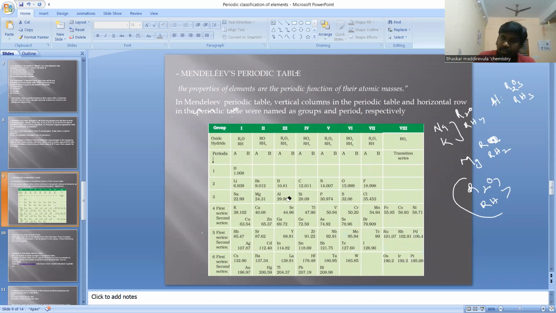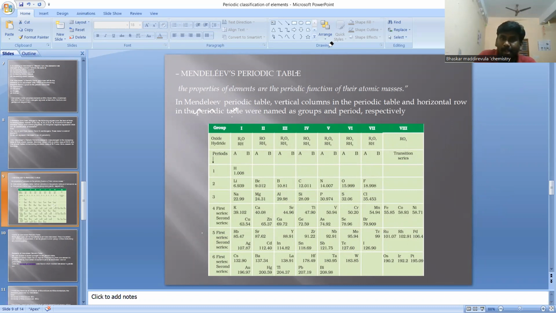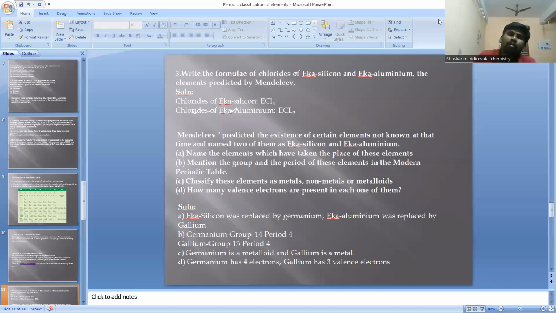Next, we'll see some more extra questions from here. You can see some more questions here. Write the chemical formula of the chloride of Eka silicon and Eka aluminum, the elements predicted by Mendeleev.